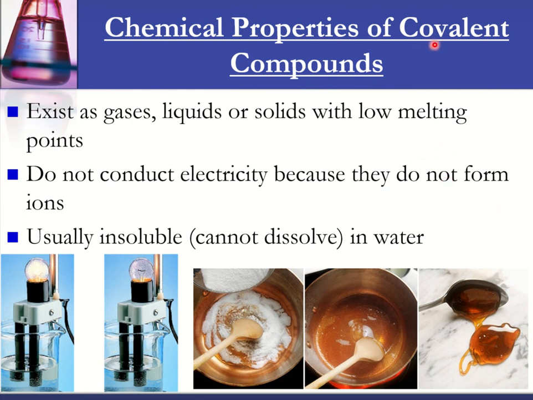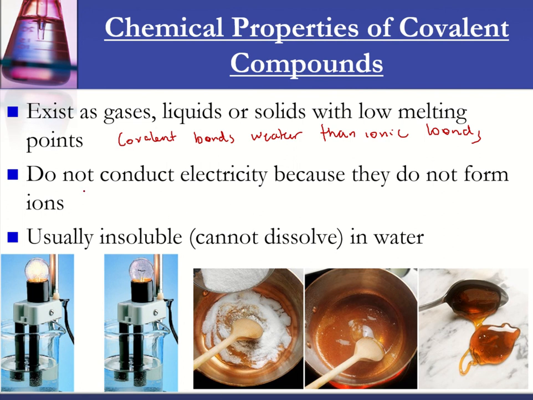What we know in terms of chemical properties of covalent compounds is they will exist as gases, liquids, and solids, but they have a really low melting point. So in comparison to the bond strength of ionic bonds, covalent bonds are weaker than ionic bonds. They do not conduct electricity because they do not form ions. Okay, so anything that's a covalent compound will not conduct electricity.